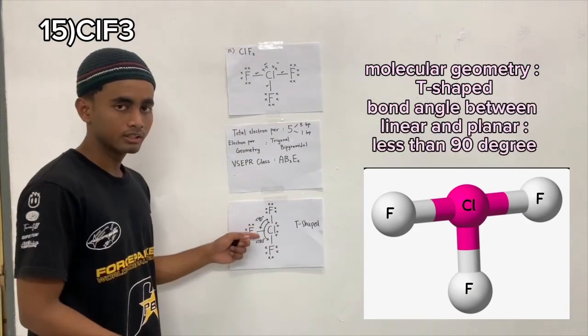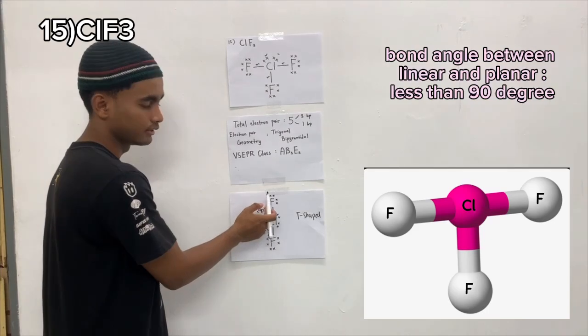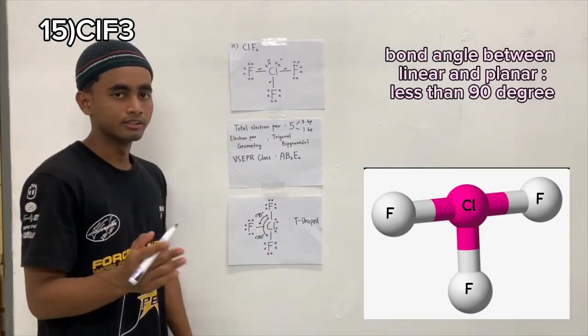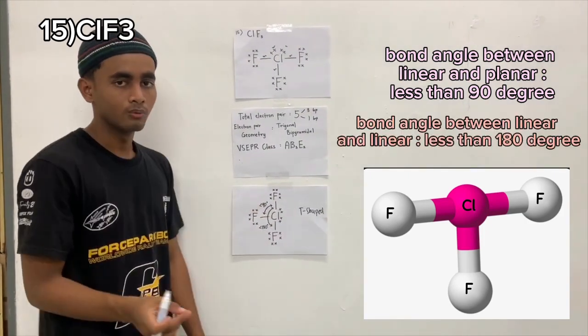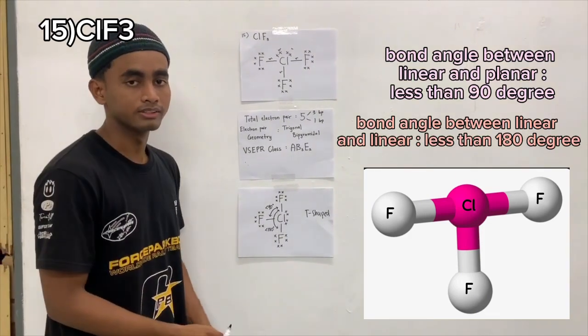So the bond angle between the linear and the planar is less than 90 degrees because the repulsion of the lone pair will decrease the angle between planar and linear. And between linear and linear will be less than 180 degrees because of the lone pair repulsion.